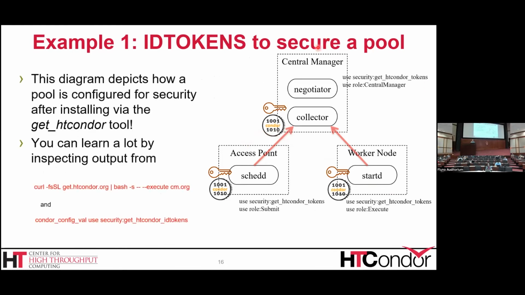And this diagram right here depicts exactly how a pool is configured after using the get_htcondor tool with HTCondor version 9.0. If you want to get into the nitty gritty, like exactly what goes into the configuration file to make this work, I suggest you do condor_config_val and then look at the meta knob, use security : get_htcondor_tokens. If you enter that command, it'll spit out the configuration pieces used to make this work. Or just install your pool using get_htcondor, and this is what you get out of the box.